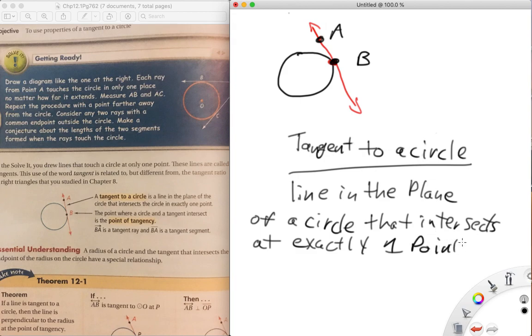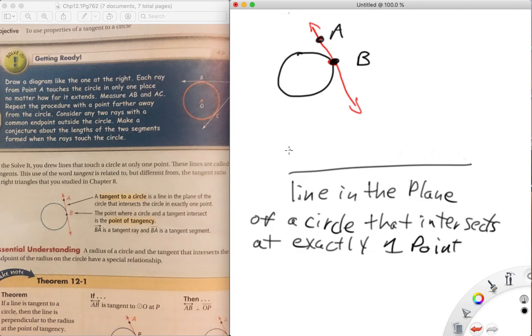Okay, so this line comes across the circle. It only touches it at point B, or intersects it exactly at 1 point, point B. We would call that tangent. Alright, tangent to a circle. The line is tangent to that circle. And then the exact spot where it actually intersects the circle, we call that point of tangency.